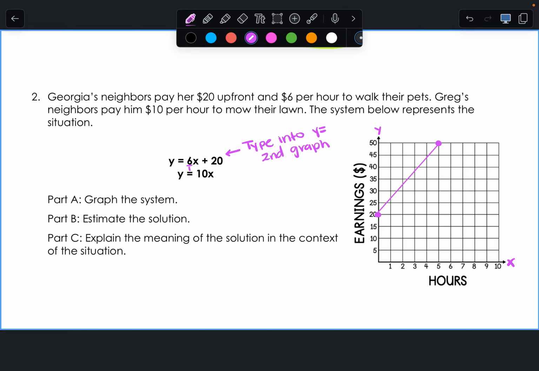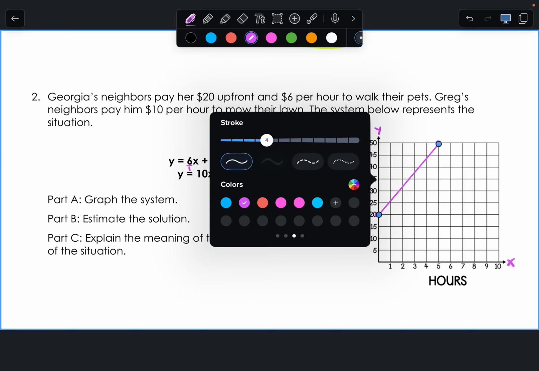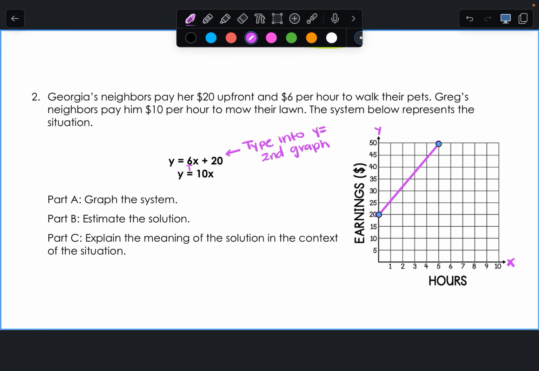Wait, you press y equals and type it in and press second graph. Yep. I keep getting a bunch of decimals. Then you did not type it incorrectly. Did you do 6x plus 20? Mm-hmm. Bring it here. Might have to reset that calculator. Somebody messed with the window. All you have to do is reset it though. Oh, okay.